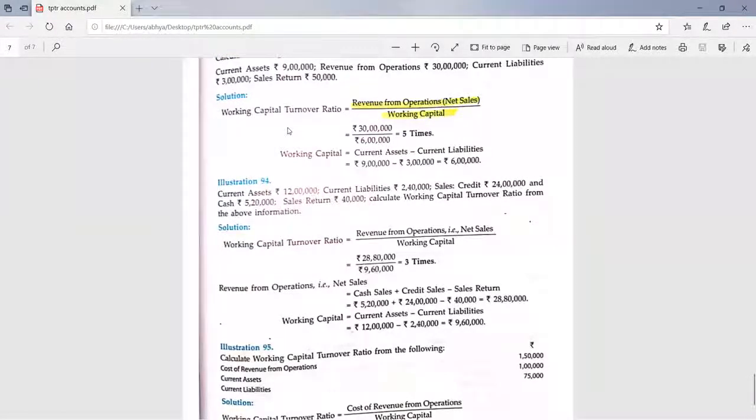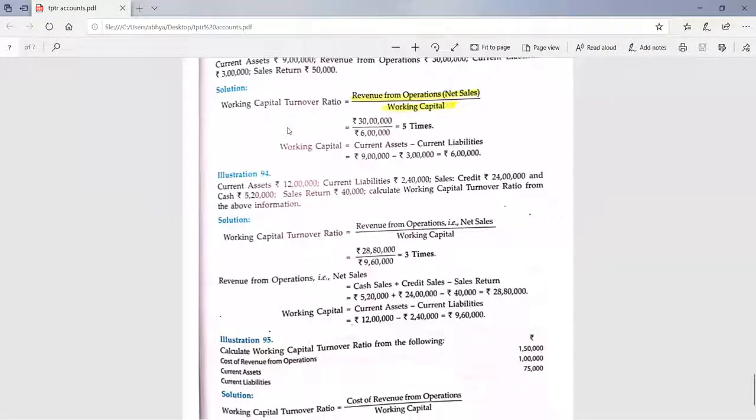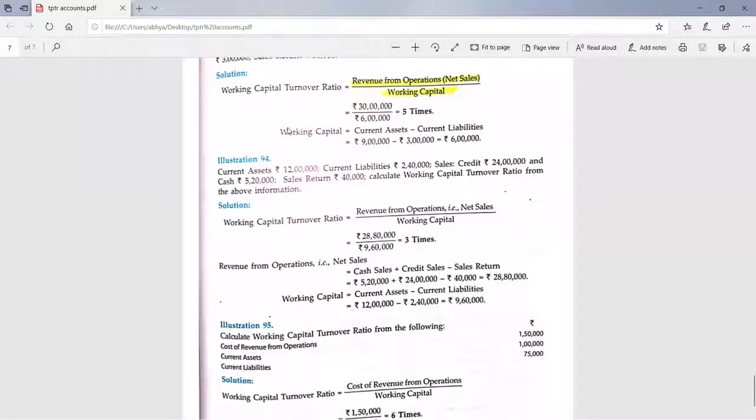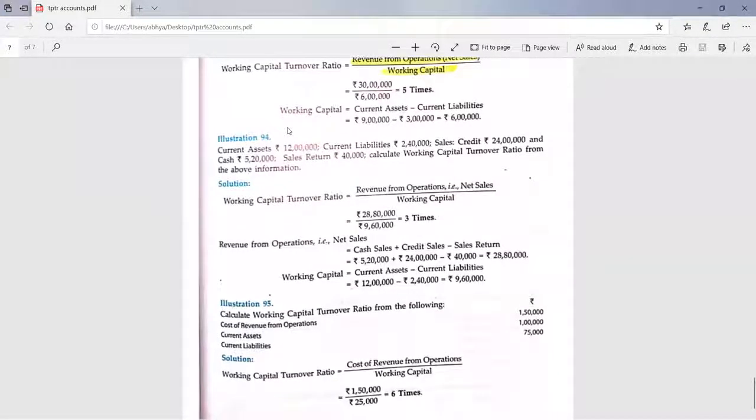Cost of RFO 150, current assets 1 lakh, current liabilities 75. Here in this question, you can see that we are not able to find out RFO because no information is given regarding RFO. So we don't have any option. We cannot find out RFO, so replace RFO with cost of RFO. That's it. In such questions, we have to use this formula when no other information is given.